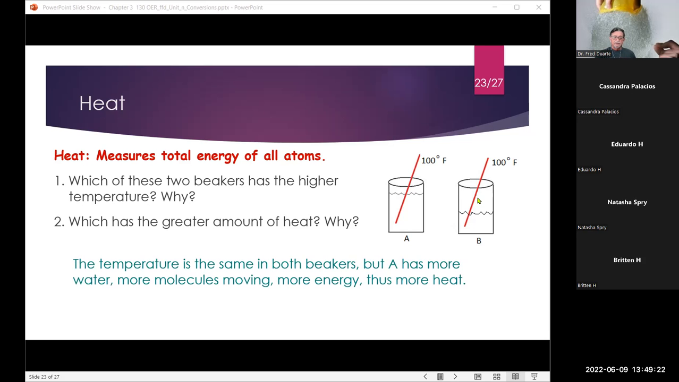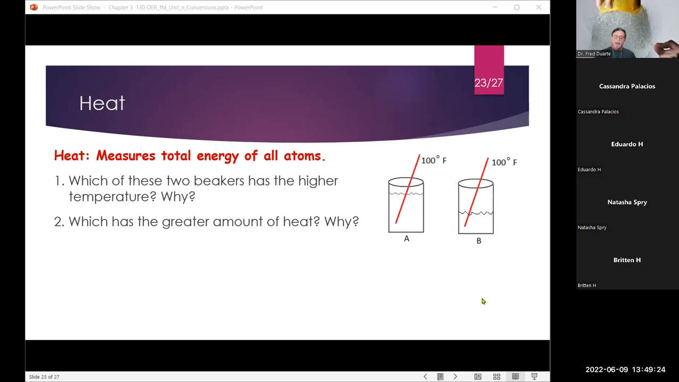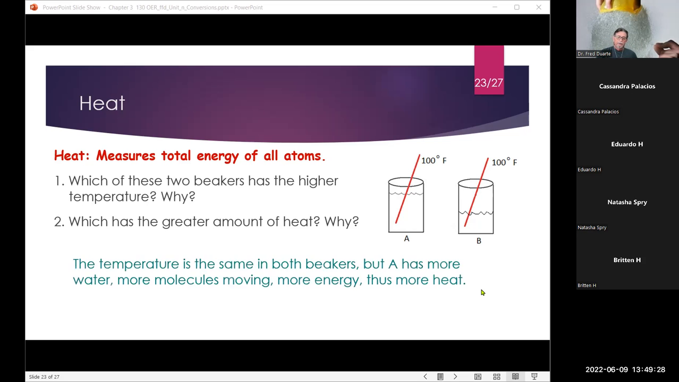But which has the greater amount of heat energy? And that would be A, right? Simply because there's more material in A. Let me put it to you in this perspective. This is a bad analogy, but it really puts it in perspective.